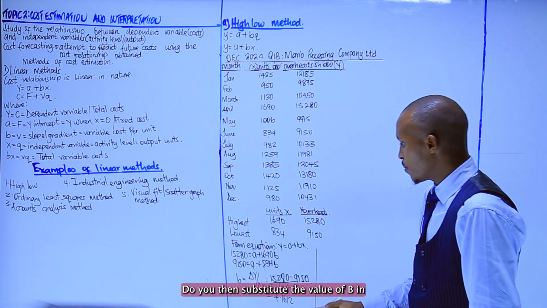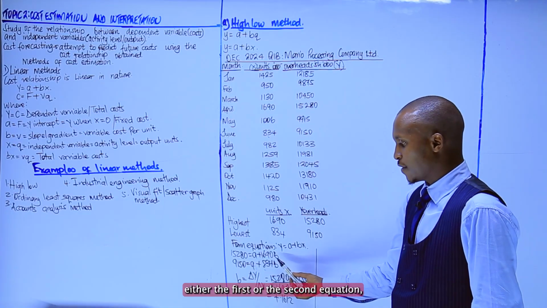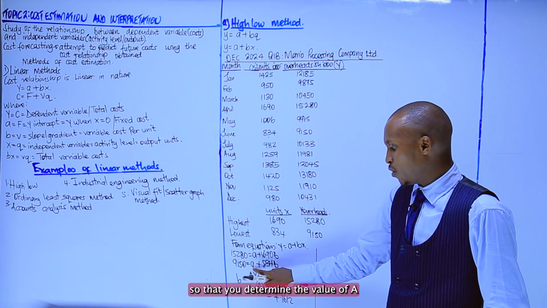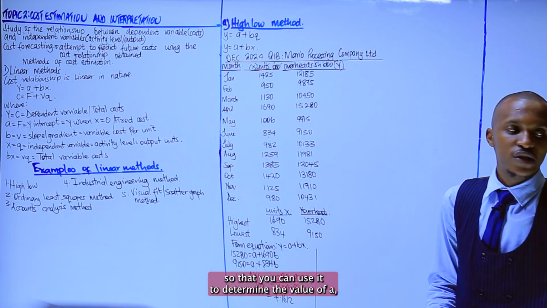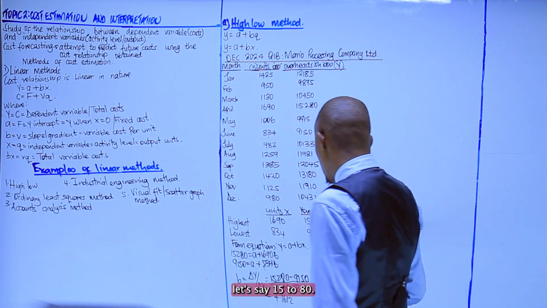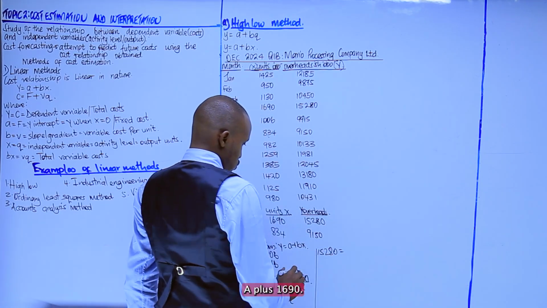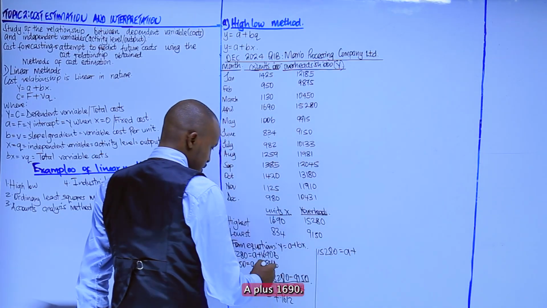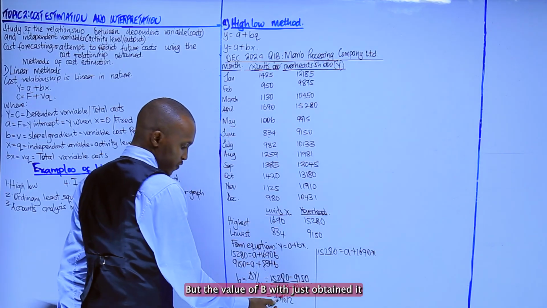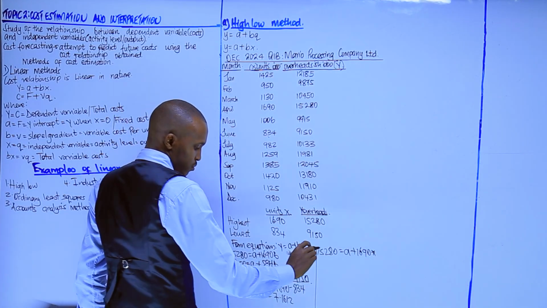Then once that is said and done, what do you then do? You then substitute the value of B in either the first or the second equation, so that you determine the value of A. Say 15,280 is equals to A plus 1690, but the value of B we've just obtained as 7.1612.